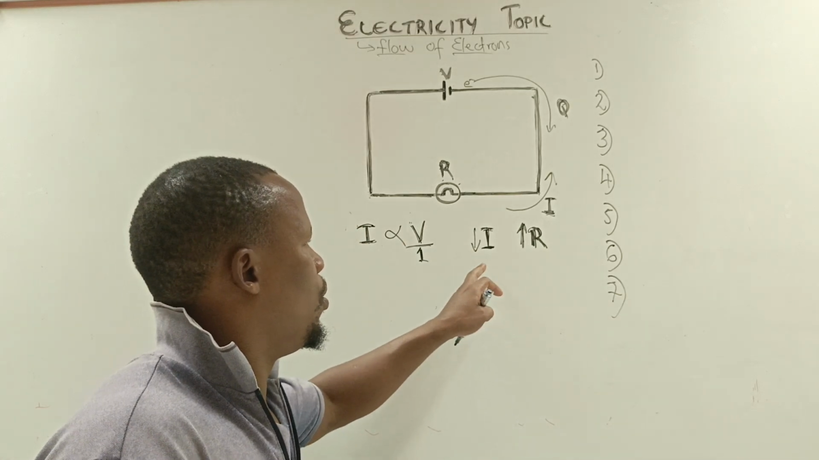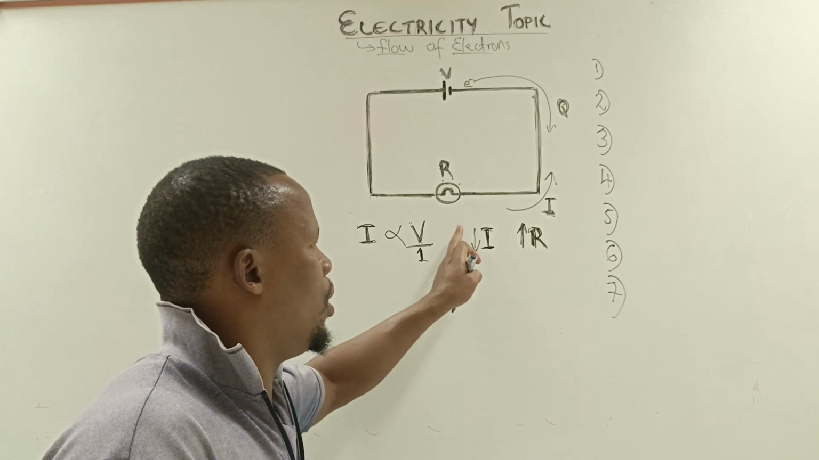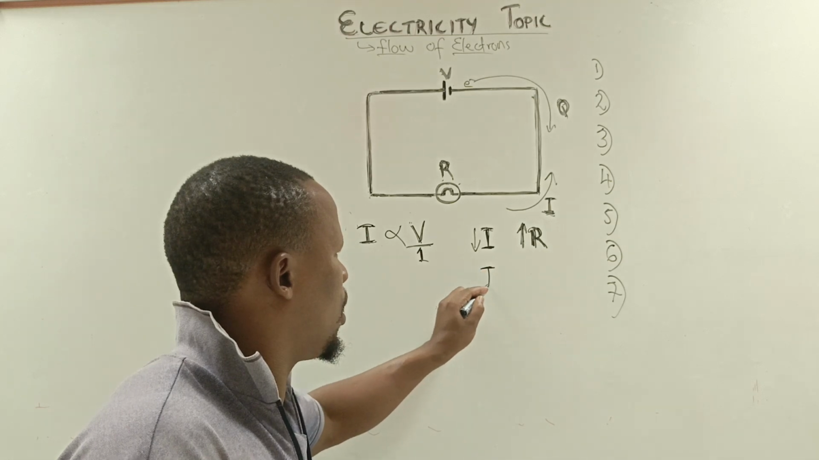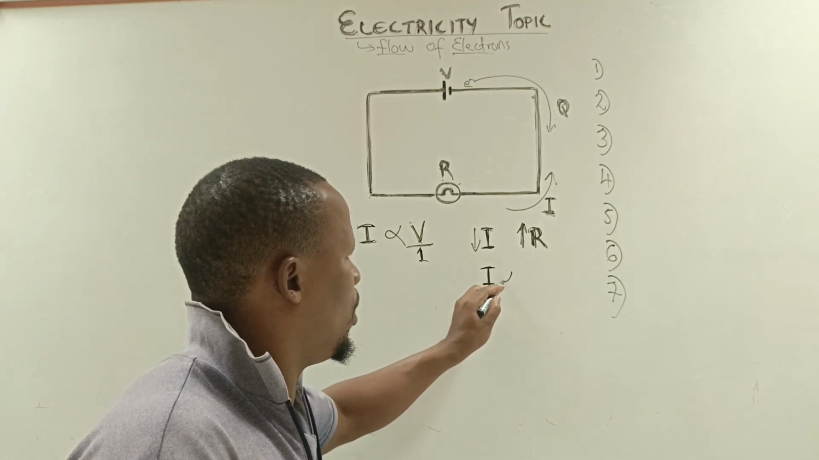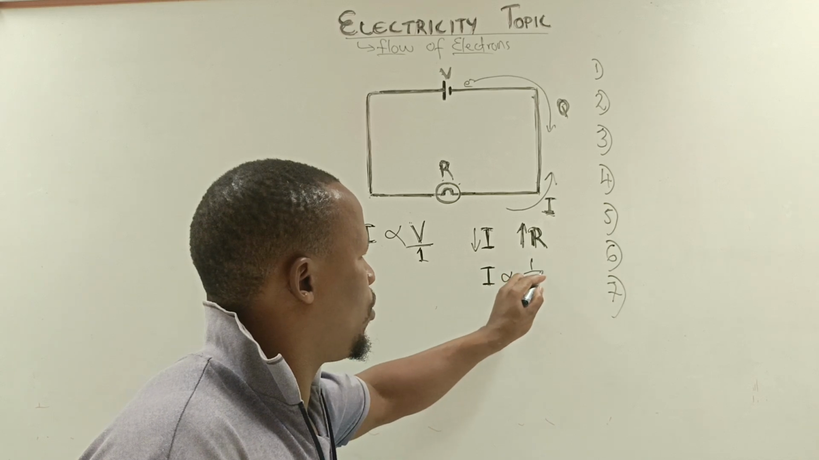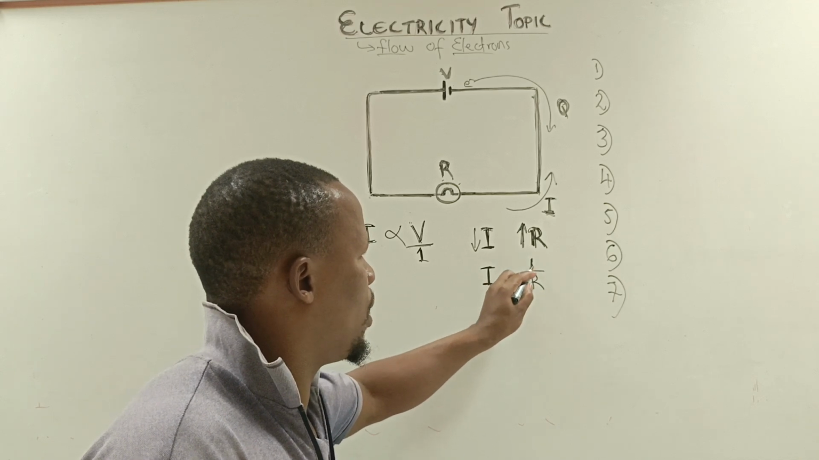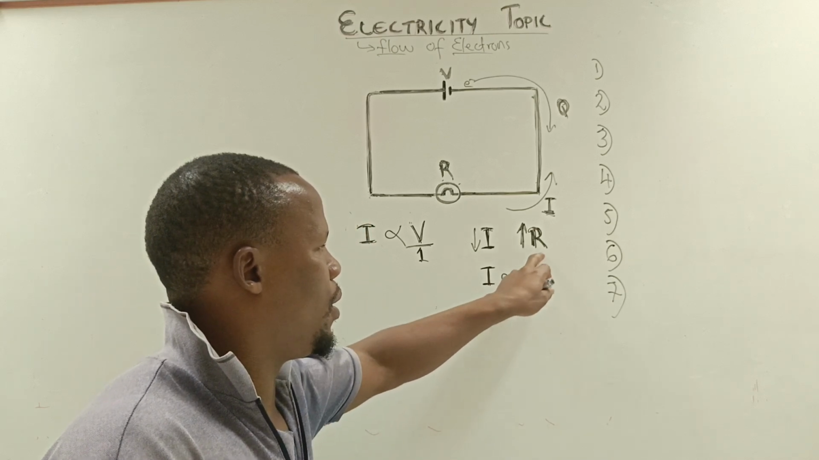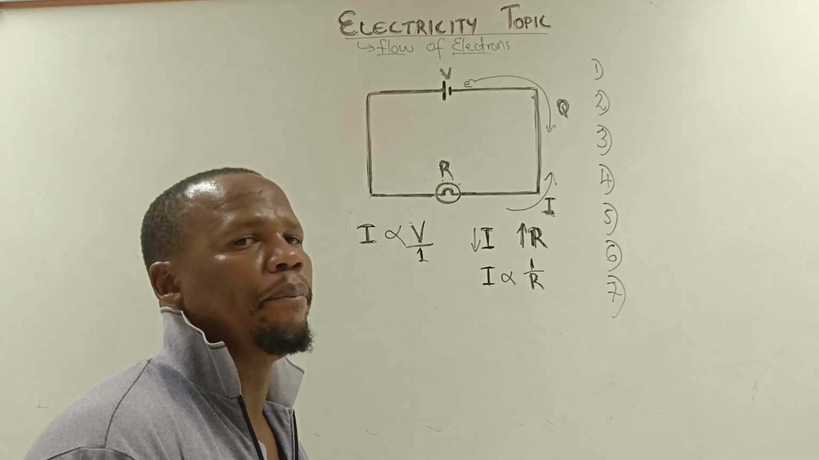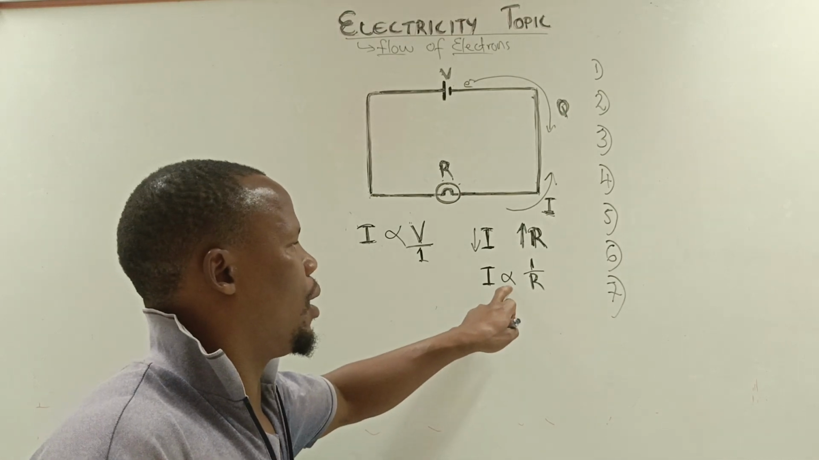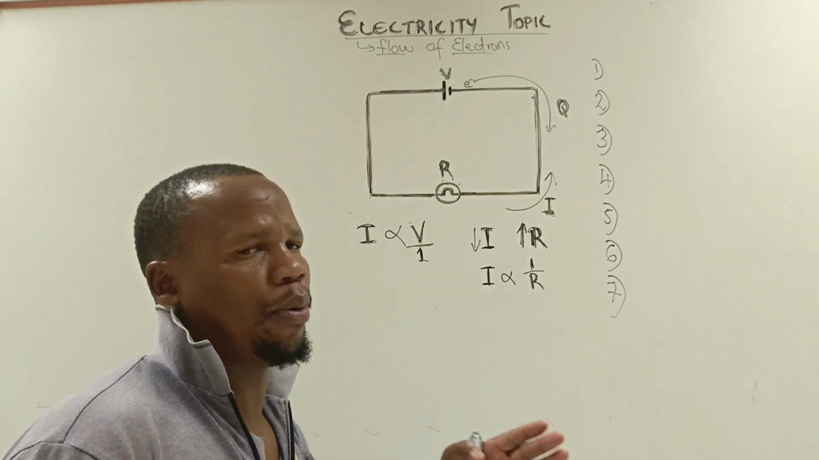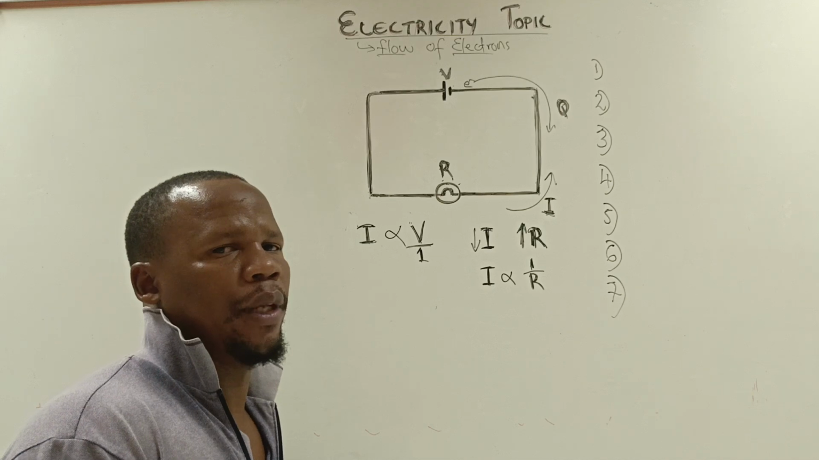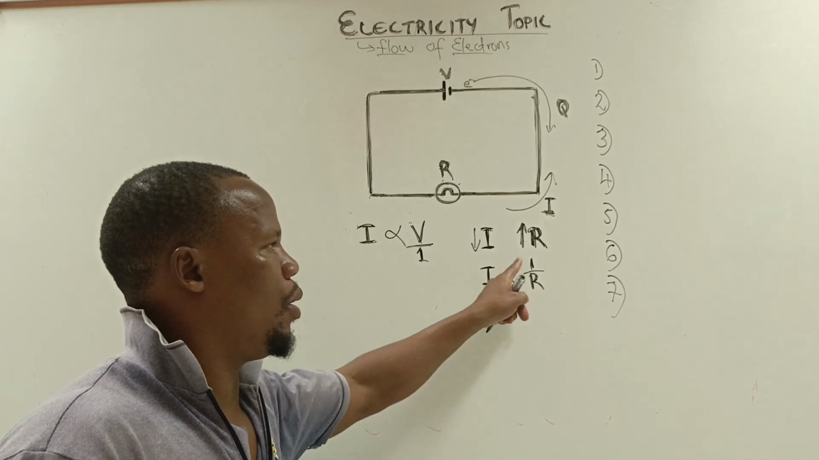The reverse is true. If current increases, our resistance has gone down. How about the physics? Current is inversely proportional to resistance. This is how we write it for physics. Current is directly proportional to 1 over R. But the proper way to say it is: current is inversely proportional to resistance. Inverse, or 1 over R.